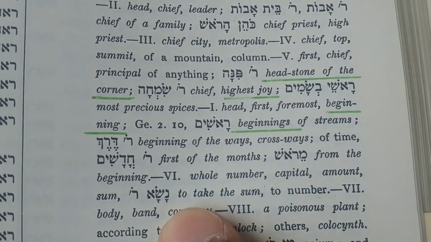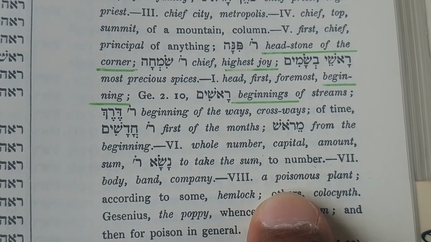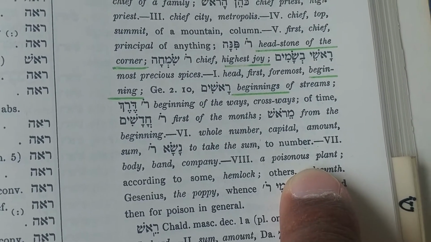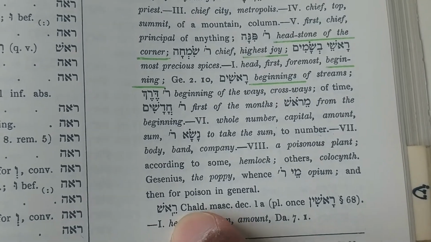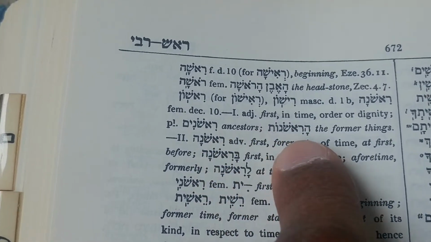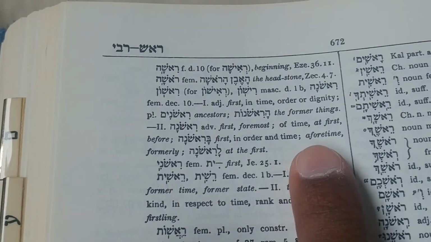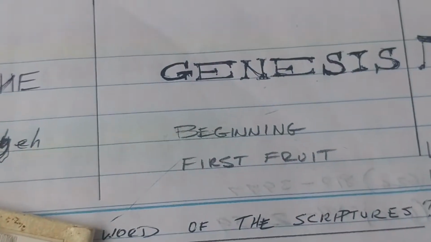Whole number, capital, amount, sum. To take the sum. Body, band, company. Poisonous plant. This also makes sense if you think about it in the context of the tree of knowledge of good and evil. Hemlock, the poppy, opium. Resh, head, sum, amount. Okay, beginning, the headstone. First, ancestors, the former things. Okay, this was the former thing. In the beginning, this was the former thing. Aforetime. Formerly, at the first. First fruit.